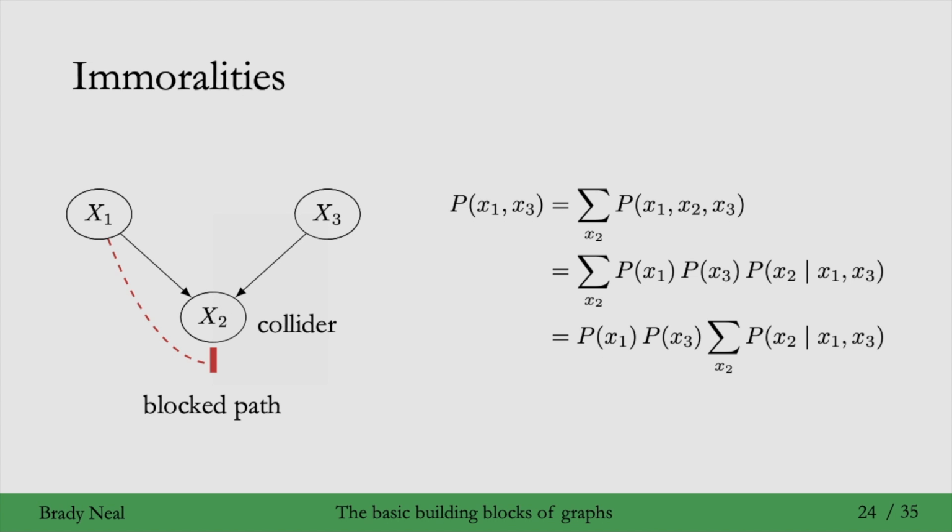Then we can push this summation over x2 all the way inside, using the fact that the factor for x2 is the only thing that depends on what we're summing over, x2, along with the distributive law. And then this just sums to 1. We're summing over x2 for some conditional distribution over x2, and that sums to 1, so we get what we wanted. We get that p of x1, x3 factorizes as p of x1 times p of x3. In other words, x1 and x3 are independent.